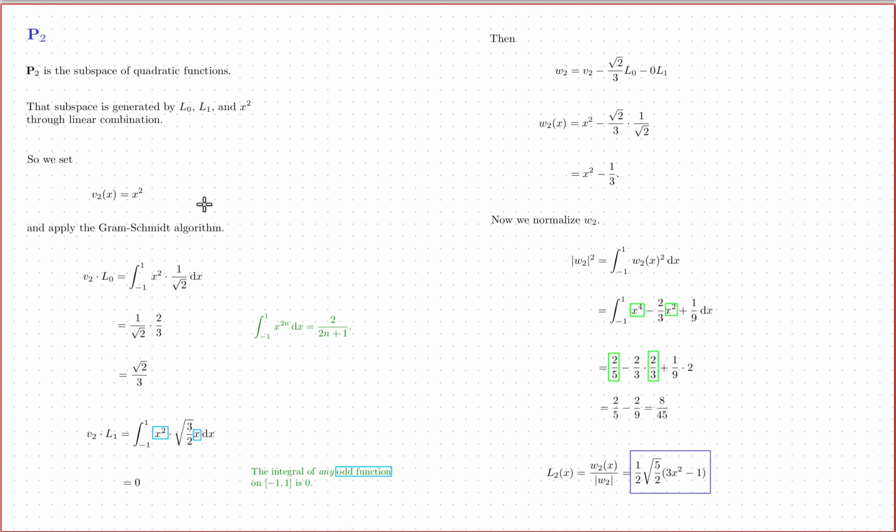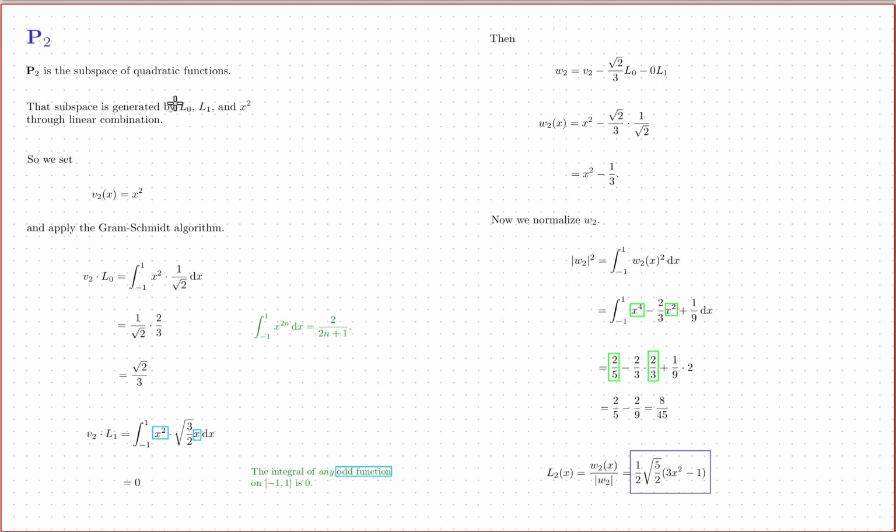Okay, now let's keep going. Let's work out an orthonormal basis for P2. So this is the subspace of quadratic functions. Let me make that a little bigger. There we go. We have a jump start because we've already worked out L0 and L1, which are mutually orthogonal unit vectors that span the polynomials of degree up to 1. So all we have to do is add in x squared to that, and that is a basis that spans the quadratic functions. Right? Together with linear combination, these produce all the quadratic functions.